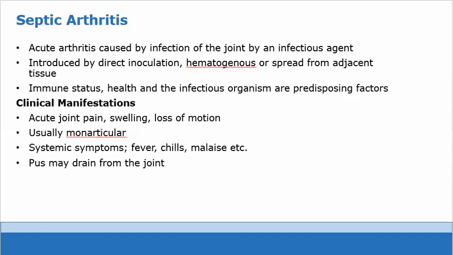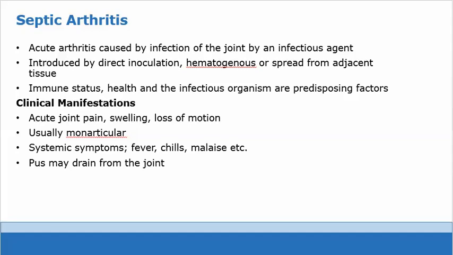That kind of thing. So what happens? These people get joint pain because it is painful. There are lots of nerve endings in joints. They get swelling because it's very inflammatory, and loss of motion, lots of loss of use of the joint. Now, 99% of the time, this is monoarticular. If it's spread through the blood, it can be polyarticular, but usually, especially from direct inoculation, it's monoarticular. So the arthritis is there, but there are systemic symptoms. There's fever and malaise, that kind of thing.